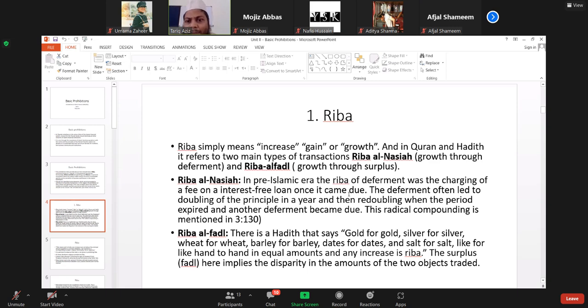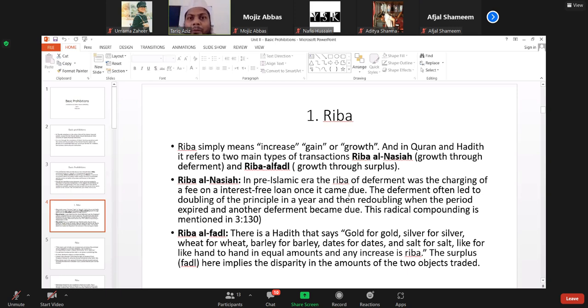So riba al nasiya is the thing that you have to remember. The concept of riba al nasiya comes in borrowing and lending transactions. The deferment often led to doubling of the principal in a year, and then redoubling when the period expired and another deferment became due. This radical compounding is mentioned in verse 3:130, where the words azafa muzafa, doubling and redoubling, are mentioned.